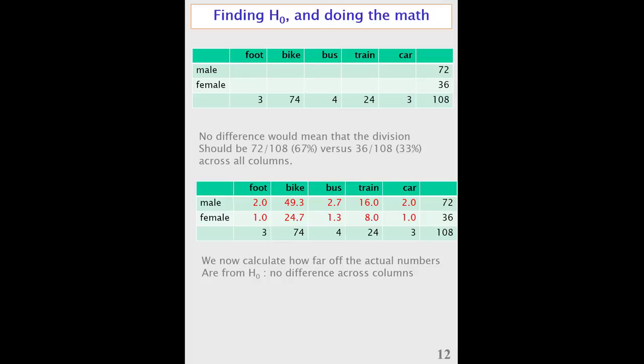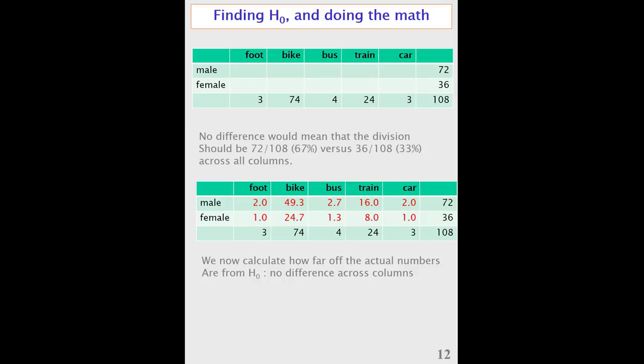So that's a 2 here and a 1 there, a 16 here and an 8 there, a 2.7 here and a 1.3 there. This of course can never happen because there has to be an integer in there. You can have 3 cases there or 2, but not 2.7. 49.3 versus 24.7, and again 2 versus 1. So this is what I would expect if they are totally independent and everything works out just perfectly.